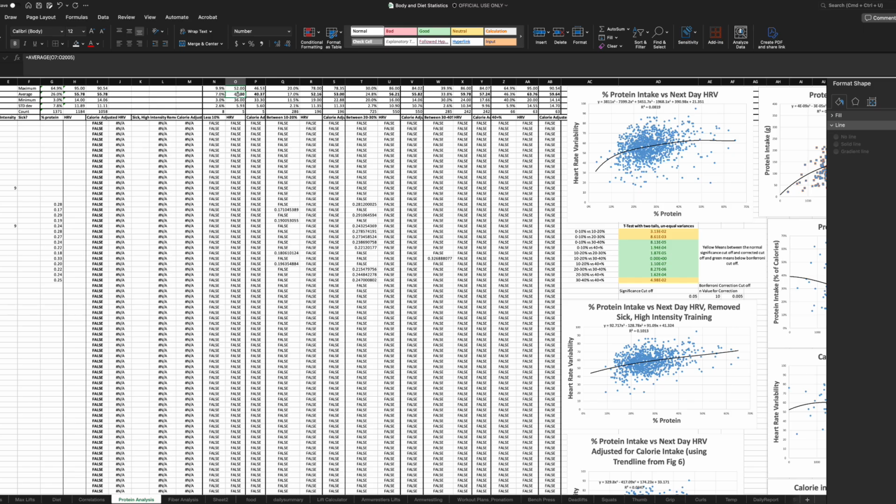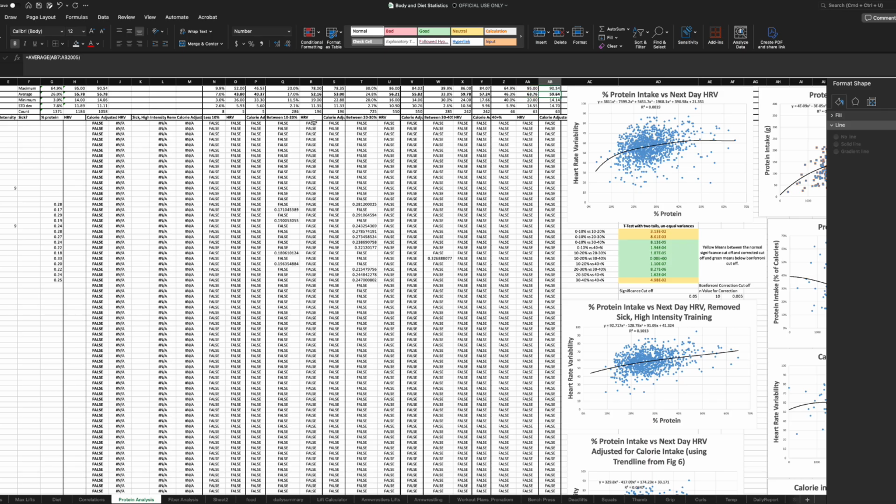The next group is 10 to 20%, and I've got 10% increments until 40% plus protein, which is pretty rare, although I do have over 2 months of data on 40% or higher protein intake. And we can see that the HRV does increase between each of these groups. However, is it a statistically significant increase?